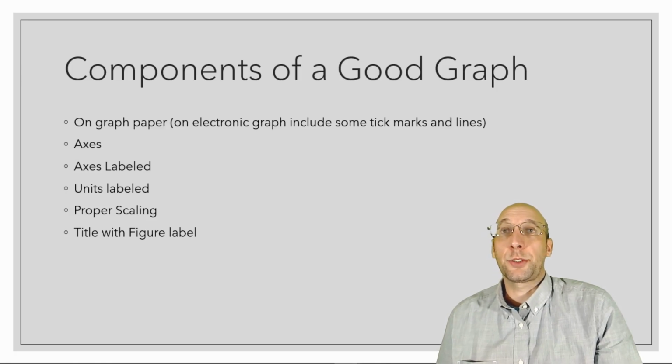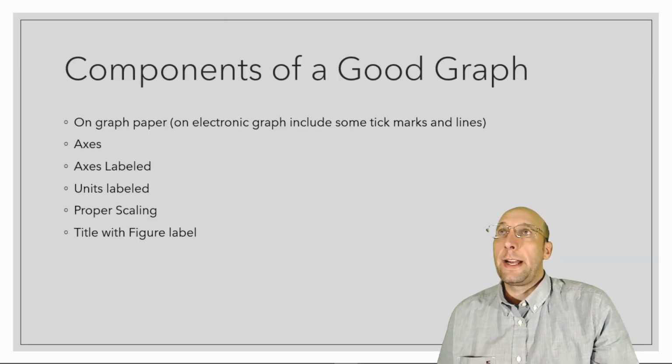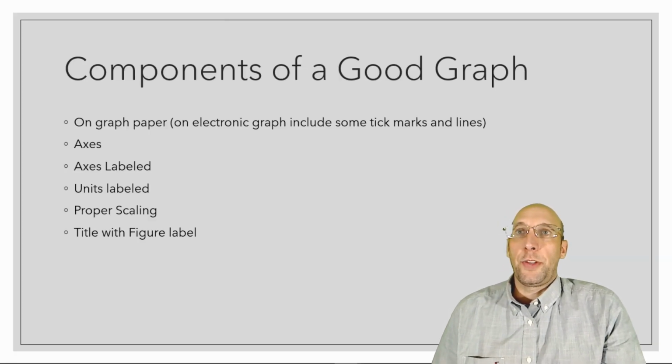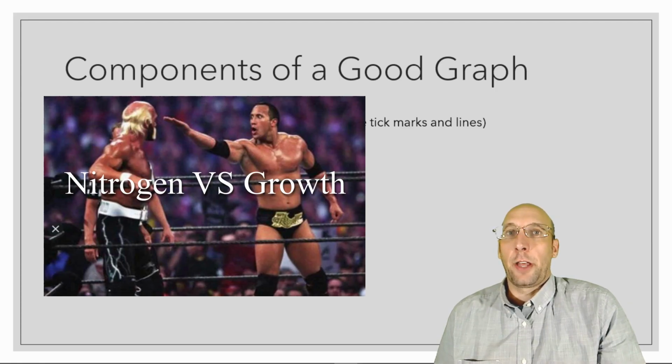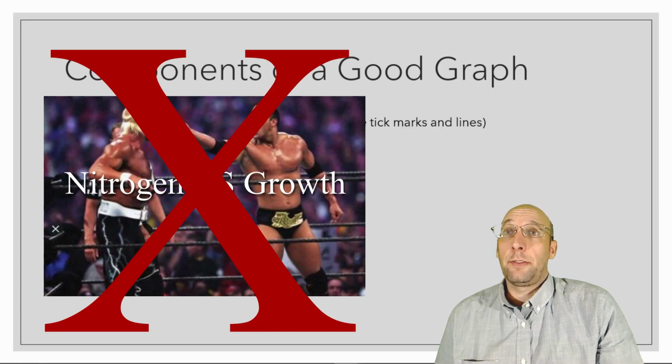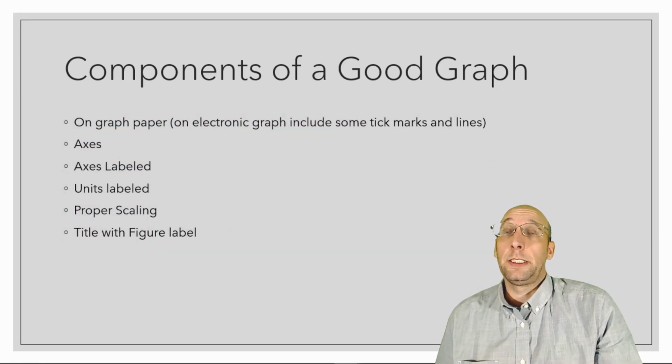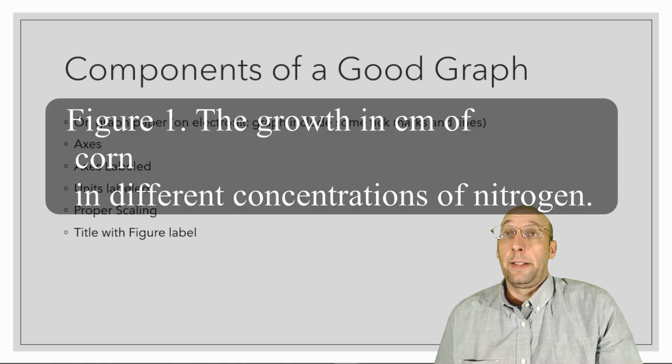The title should be descriptive, and it should never be, in biological graphs, a versus title. Like it should never be nitrogen versus growth in plants. They're not competing with each other. If you were going to draw a graph of how much nitrogen fertilizer affected plants, you would say really the growth of plants and label the species of plants in different amounts of nitrogen.